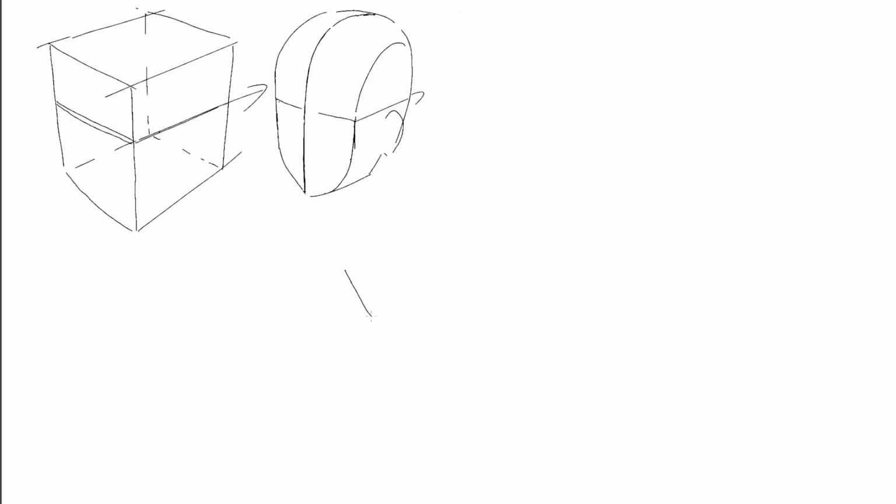Now let's try something similar, except we'll have the head rotated a lot more. So that means the side plane is going to become a lot more visible and the front plane is going to become way less wide. So we'll end up with something like this. So again, what we can do is draw the overall form of the head first.